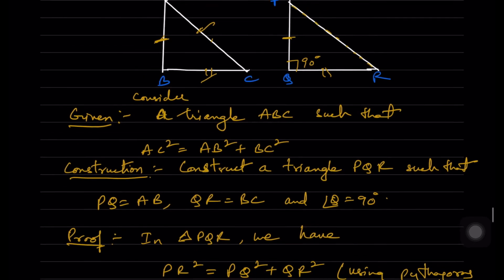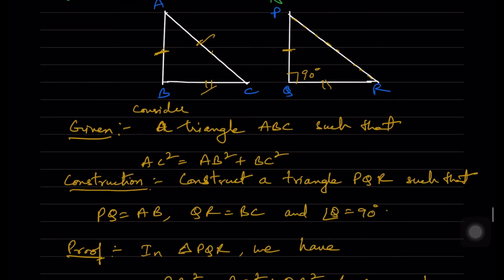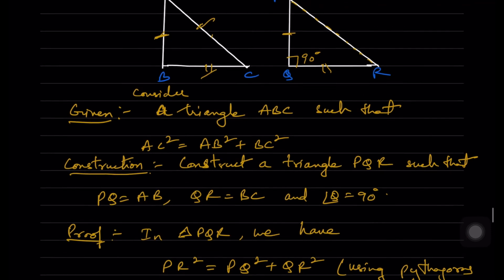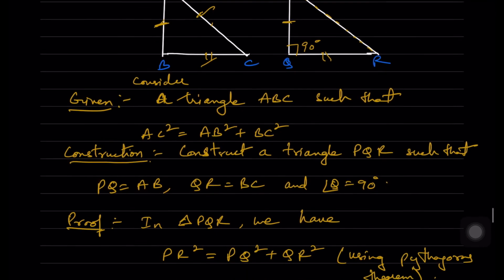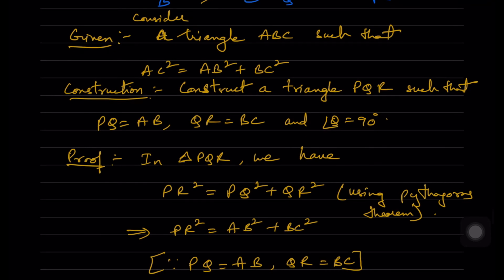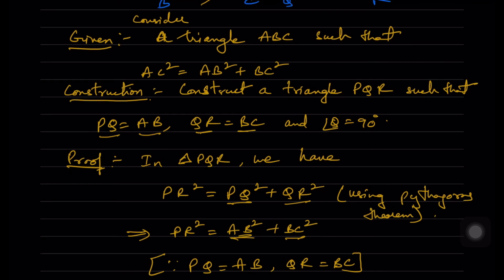Now in triangle PQR we are doing this construction in such a way that AB is equal to PQ, BC is equal to QR, and angle Q is equal to 90 degrees. So now in triangle PQR, we have PR square is equal to PQ square plus QR square, because it is a right angle triangle, so you can use Pythagoras theorem. Since PQ is equal to AB, PQ square can be written as AB square, and since QR is equal to BC, QR square can be written as BC square. Therefore PR square is equal to AB square plus BC square.